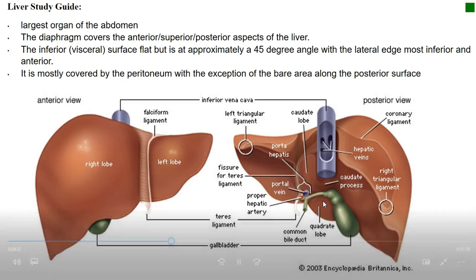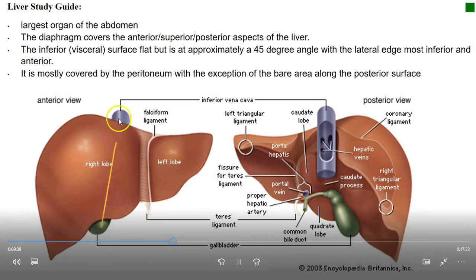So once again, from the front side, we've got the right lobe and the left lobe. We've got the gallbladder here and the IVC here. And then over here we have the IVC again from the posterior side. This is where the hepatic veins come in, these three little circles here. And we have the gallbladder here on this side, and it runs down along the 45-degree angle, the same as the liver.